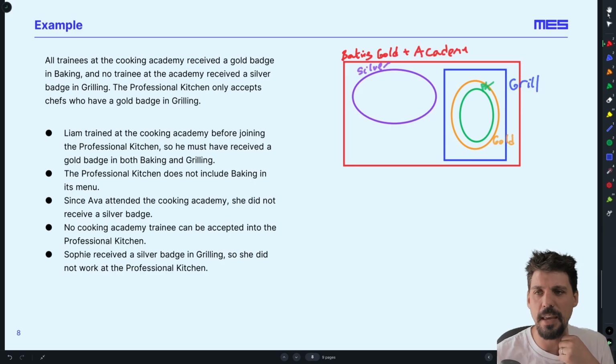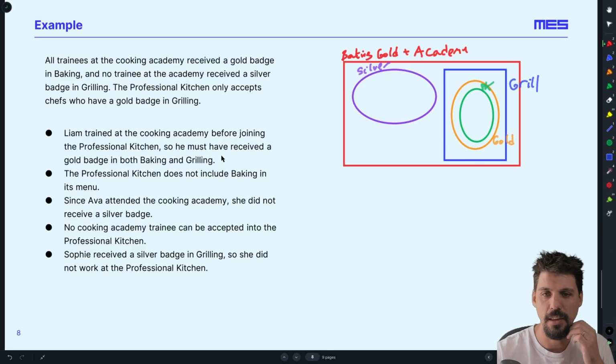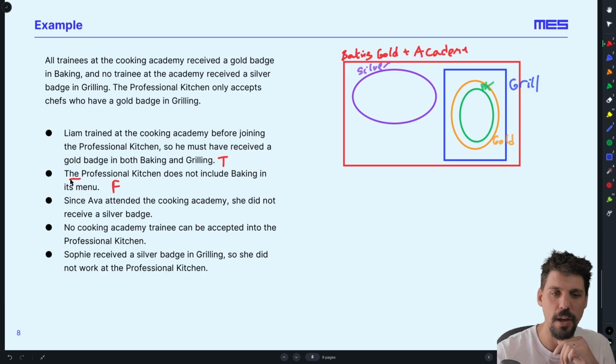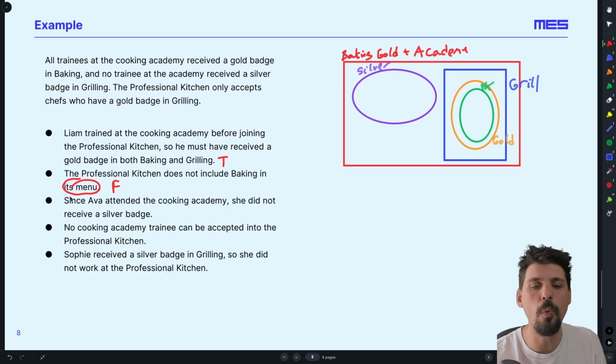So Liam trained at the academy, so he's inside my red box, which means he's got a gold in baking. He has joined the professional kitchen, so he's in my green bubble. So he must have received a gold badge in both baking and grilling. Well, he's inside the gold grill, he's inside the gold bake, so that is true. The professional kitchen does not include baking in its menu. That is false. I don't even need to think about it. Why? Because we're talking about the menu. We have no idea. Nothing in this tells me about the menu. Do not assume.